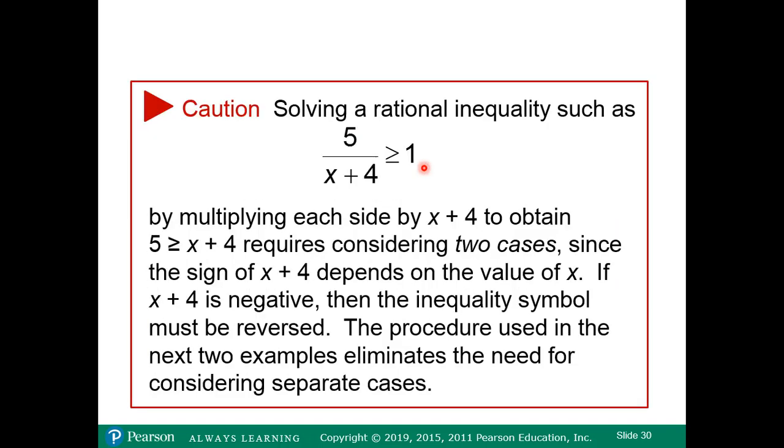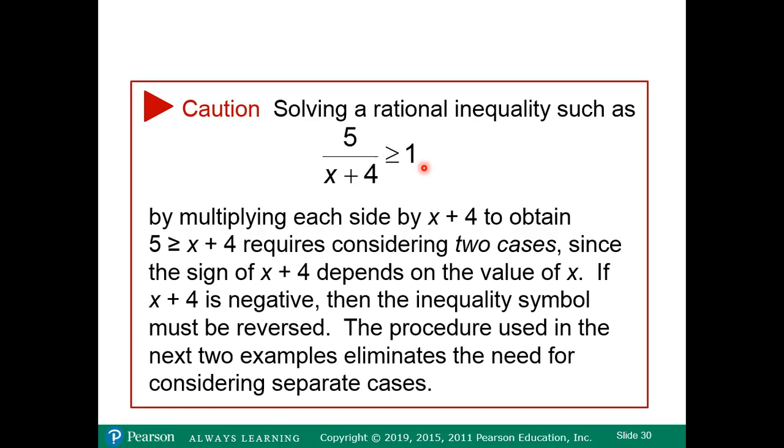So let's look at this one. Here's a caution though. It says solving a rational inequality such as this one by multiplying each side by x plus 4 to obtain the given inequality 5 is less than or equal to x plus 4 requires us considering two cases. So you got to be careful here.